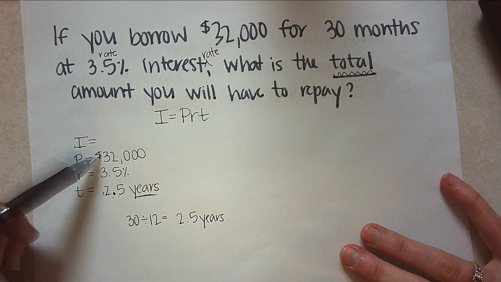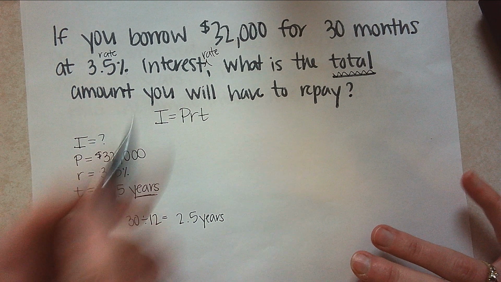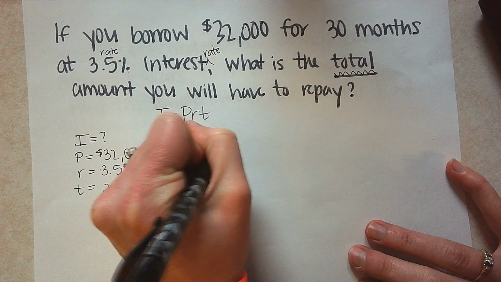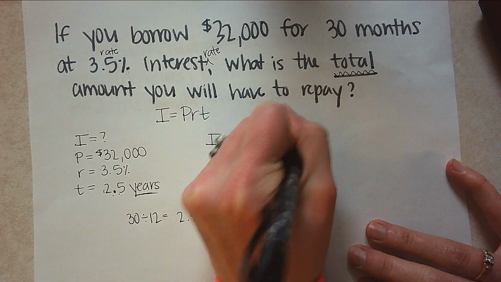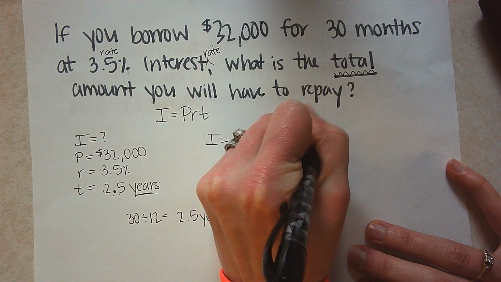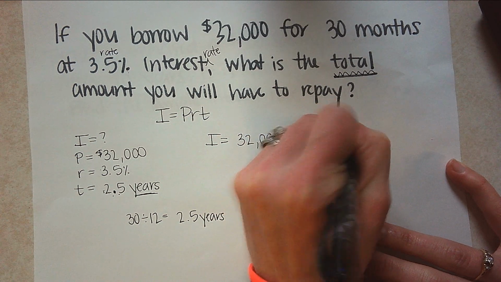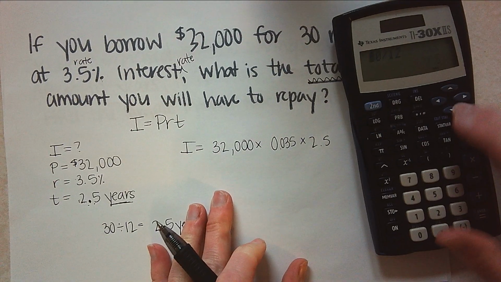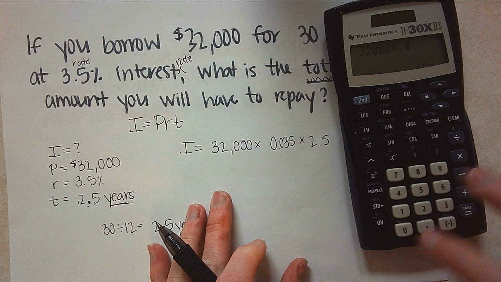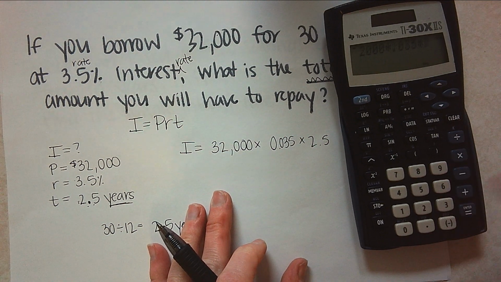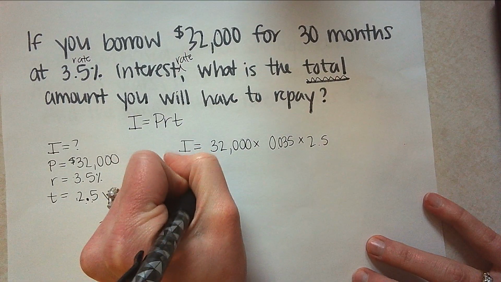So I've got the other three values. What I don't know is my interest. So I'm going to figure out what my interest is by plugging the values in. $32,000 times 0.035 times 2.5 years. When I multiply all of that together, 32,000, 0.035, 2.5, I get $2,800.